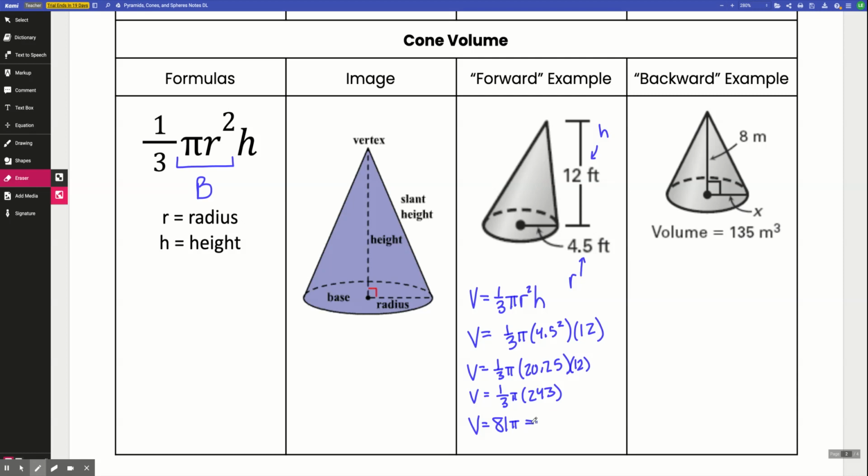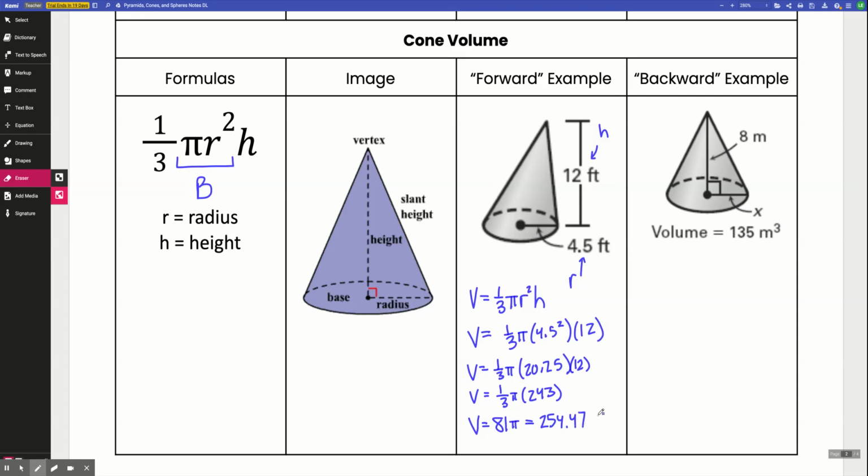And then I need to multiply the pi through, and I'm going to do that directly in my calculator. So in my calculator, I did 81 times, I hit my pi button, and then I clicked equals, and I got 254.47 when I round.